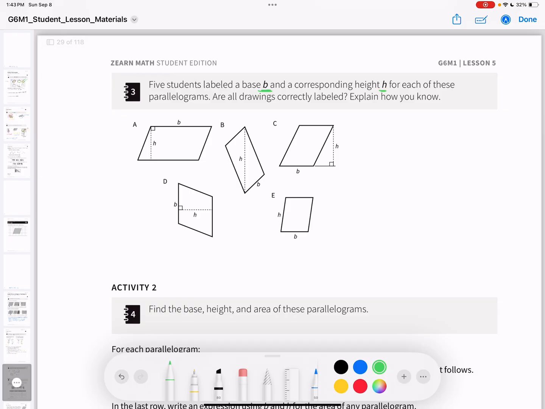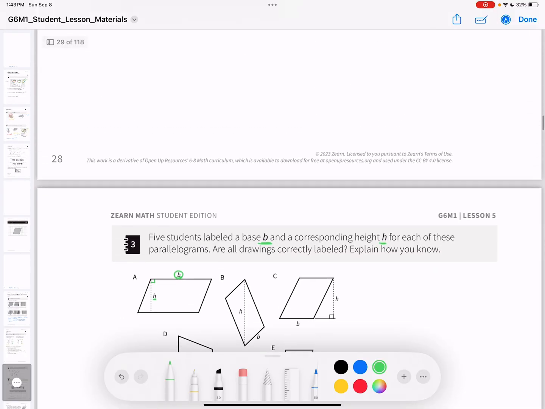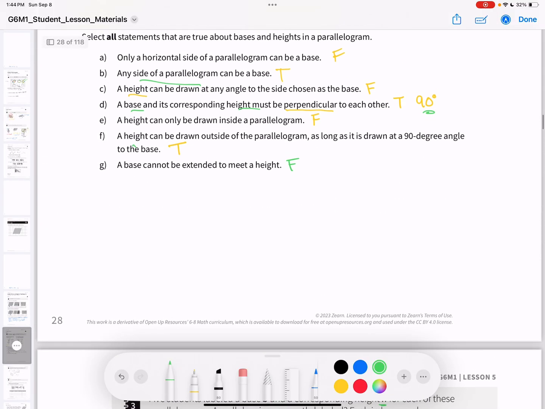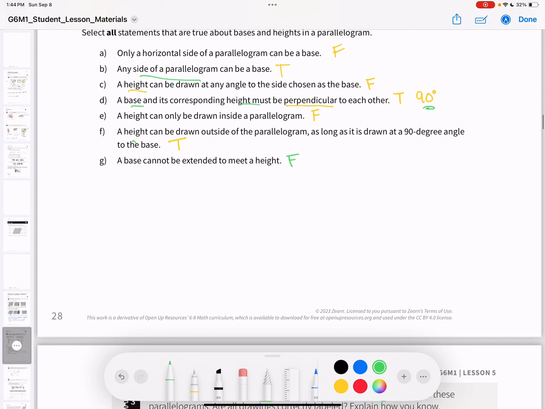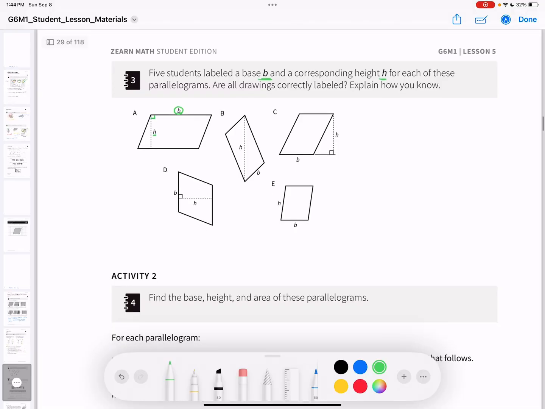Okay, here's our height. Here's our base. Just because the base is on the top doesn't mean it's not a base. So does the height and the base meet at a 90-degree angle? Yes, it does, because we have that little box there that indicates that it is at 90-degree angles. Any side can be a base. It meets at 90-degree angles. So we're good.